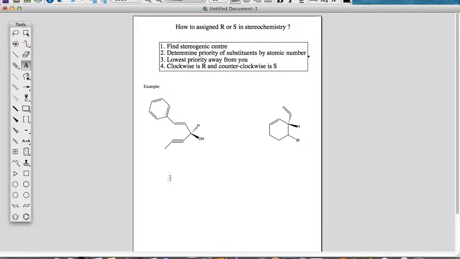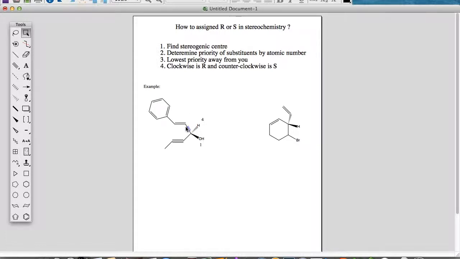In this molecule, we have one stereogenic center, which is this carbon. Then we're going to determine the priority of the substituents by atomic number. So the oxygen has the highest atomic number and the hydrogen has the lowest atomic number. And we look for the other two substituents. They're both carbon, so we don't know which one is the highest priority.